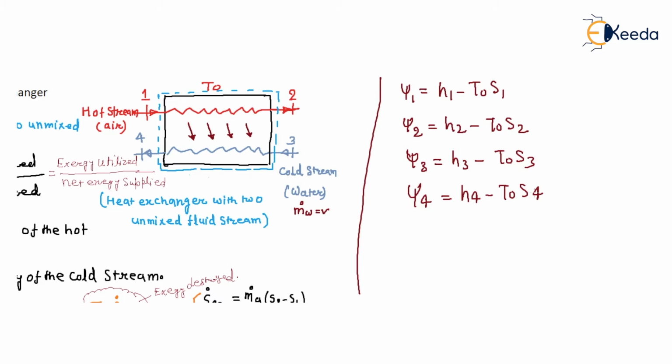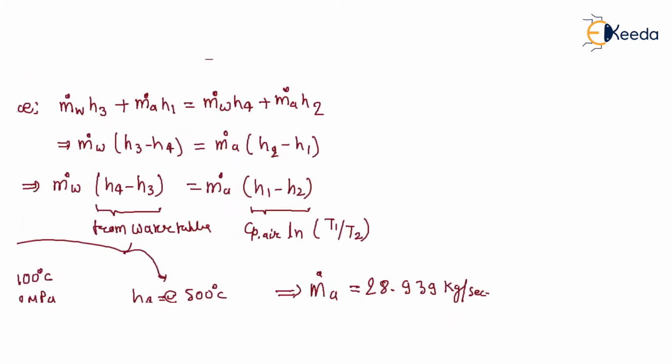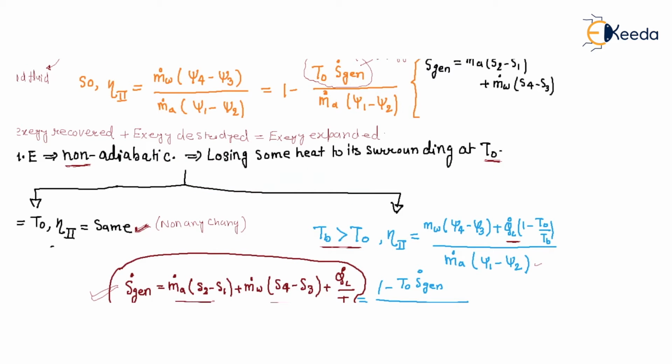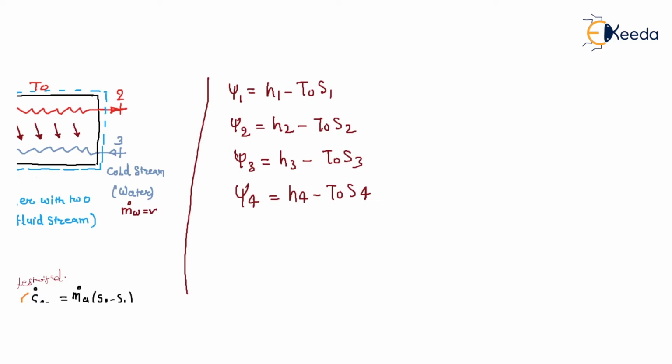So what is phi 1 minus phi 2? In the second law efficiency, we need phi 1 minus phi 2 and phi 4 minus phi 3. So phi 1 minus phi 2 is what? H1 minus H2 minus T naught times S1 minus S2. And what is phi 4 minus phi 3?